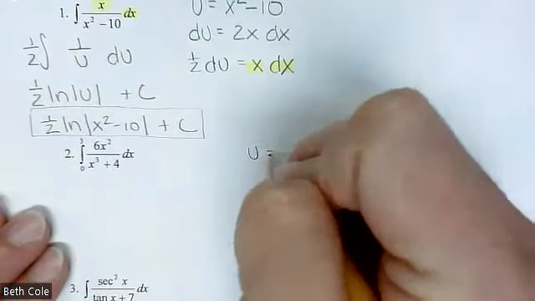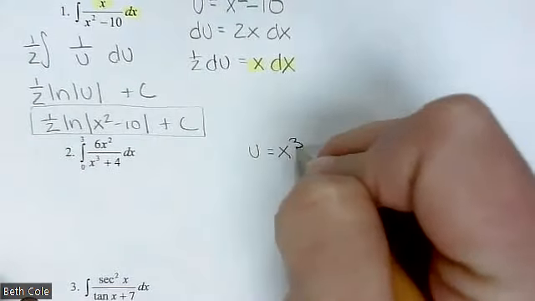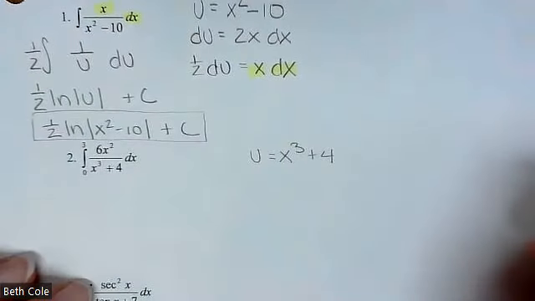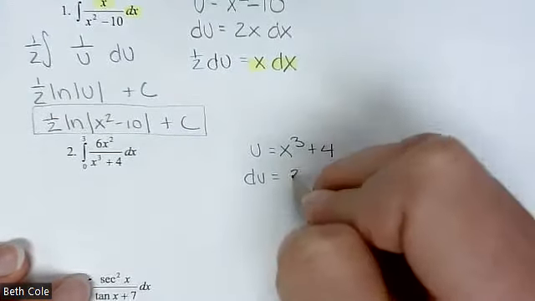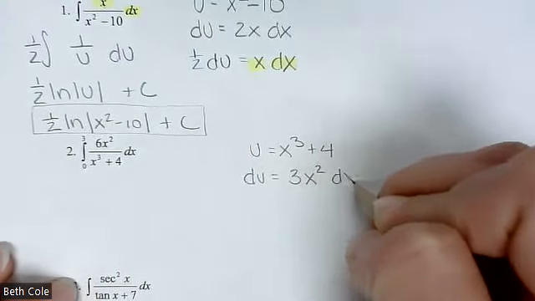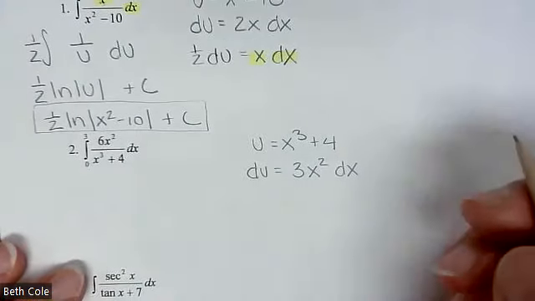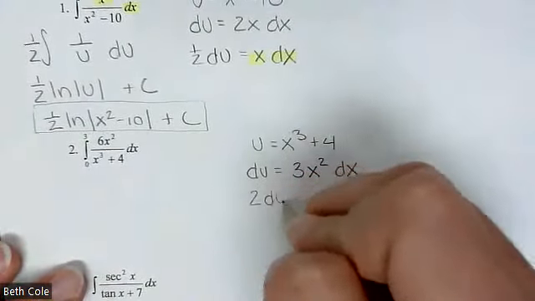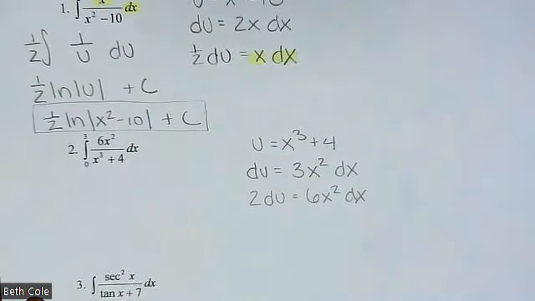All right, so what do we want to let u equal for this one? Yeah, the bottom, x cubed plus 4. Also, it is the thing with the highest power. So derivative of that, 3x squared dx, good. And then you got to find that in the problem. You might need to adjust a number, but it's going to be there. What do we need to adjust for this one? Good, perfect. Multiply it by 2. You get 6x squared dx.